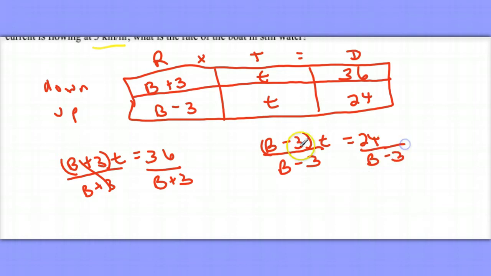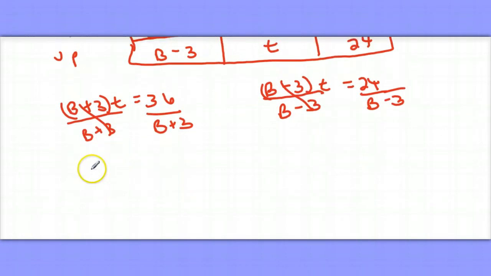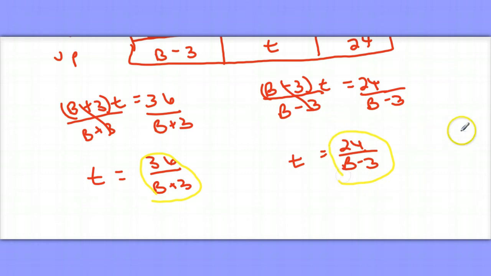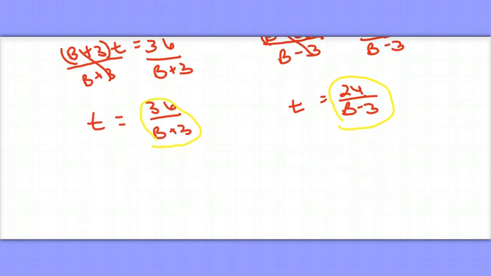The equation on the right, I'm dividing by b minus 3 on both sides of the equation. So now my first equation is t equals 36 divided by b plus 3. And my equation on the left is t is equal to 24 over b minus 3. And if you notice, we have this expression equal to t, but we also have this expression equal to t. So since both of the circled expressions are equal to the same thing, that means they're equal to each other.